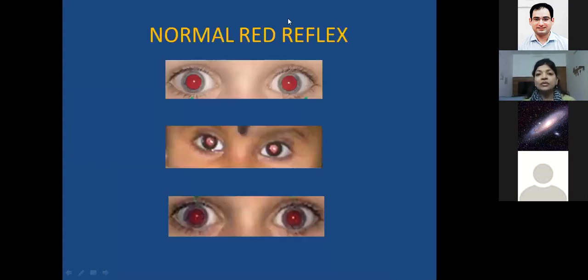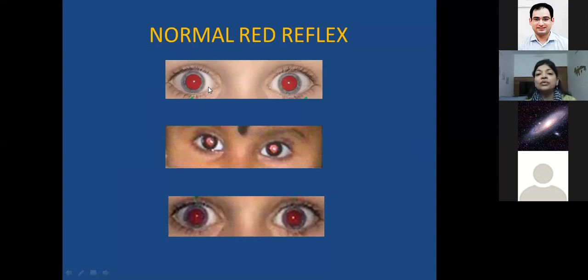So this is how a normal red reflex we would see. Now all these three pictures that you see are photos of kids who have a normal red reflex. So the first thing that we look for in a red reflex is to see the color of the reflex. Normally we would expect it to be a red reflex in both eyes. That's why it's called the red reflex test.